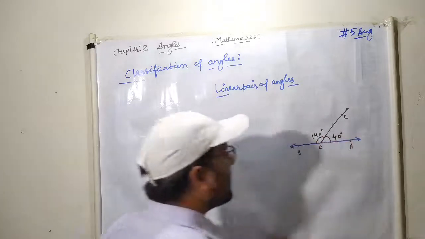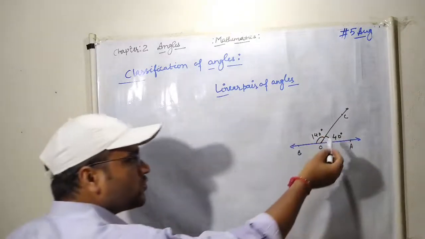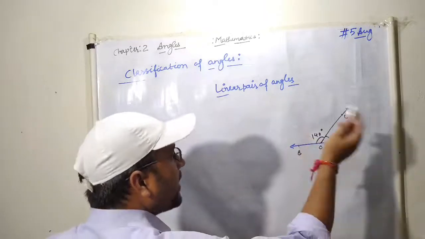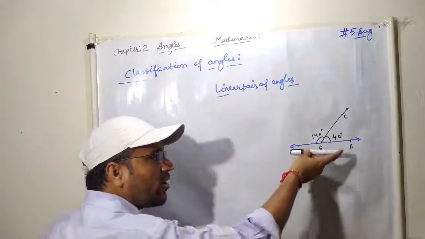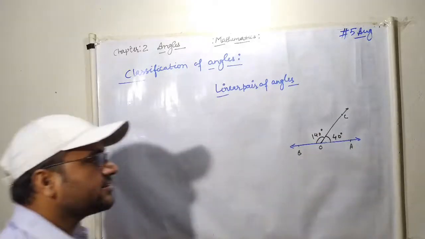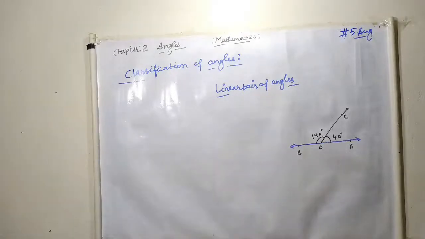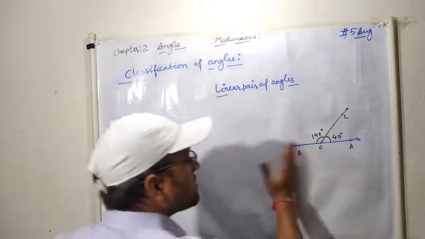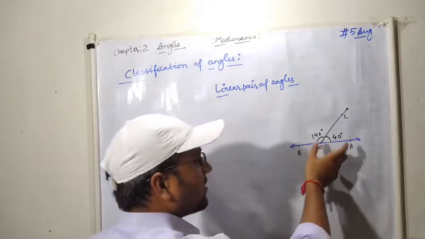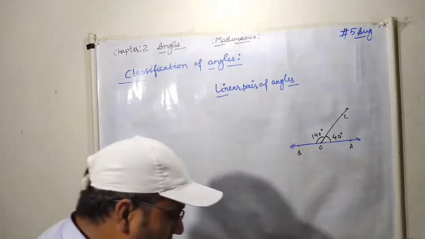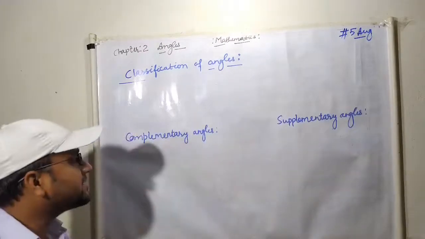If this is 140 degrees and this is 140 degrees, the sum of two angles is 180 degrees, then the non-common arms form a straight line, and this is known as a linear pair. Two angles form a linear pair if the sum of their measures is 180 degrees, or their non-common arms form a straight angle. So it is known as a linear pair of angles.